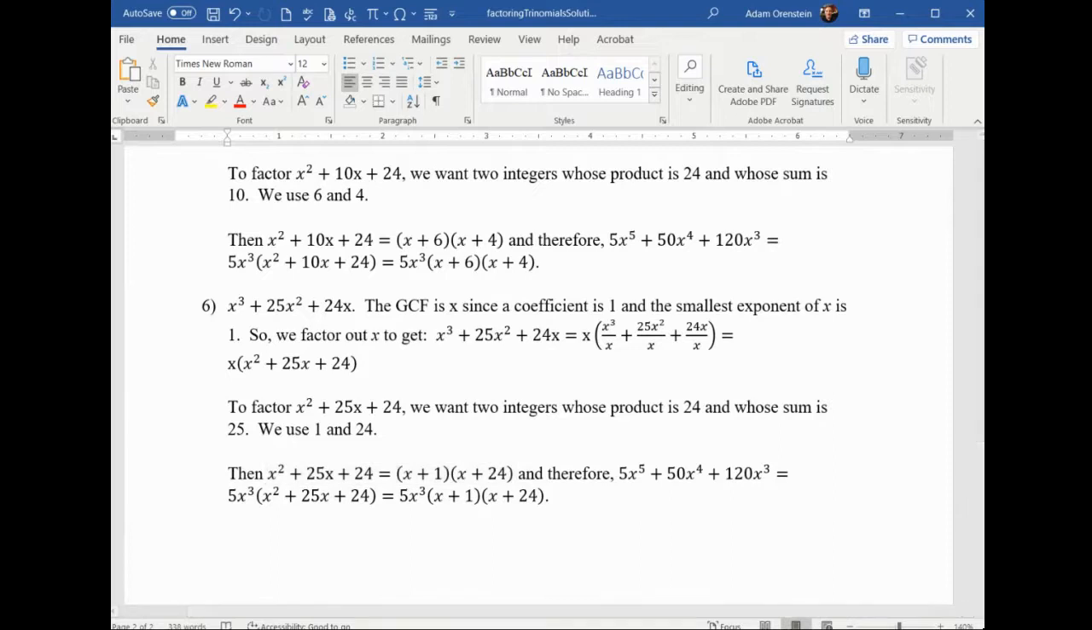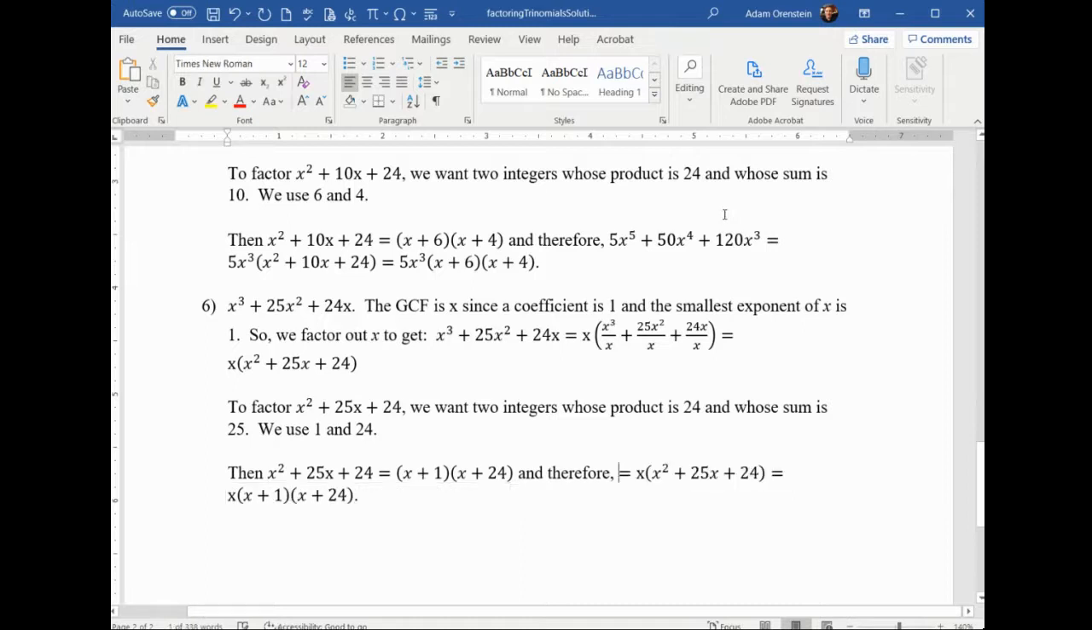And putting it all together, we get 5x cubed. No, not 5x cubed, excuse me, that should be x. Sorry, I missed this. It should be x times x plus 1 times x plus 24. I have to fix that. I'll fix the solutions, but hopefully it still makes sense. Any questions on that?